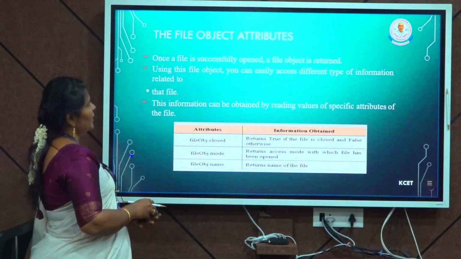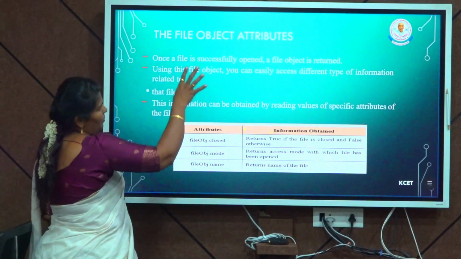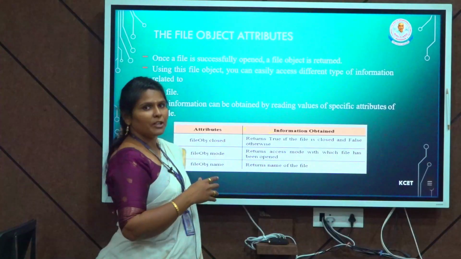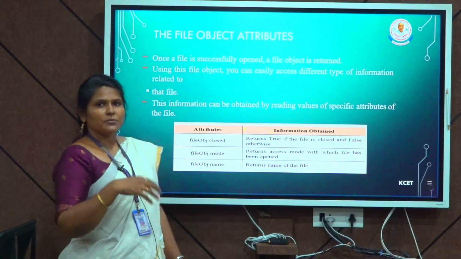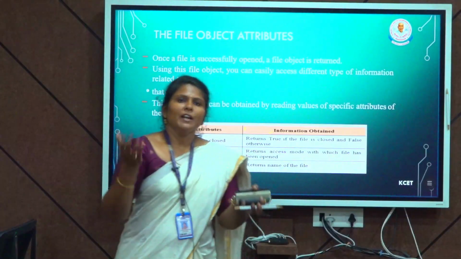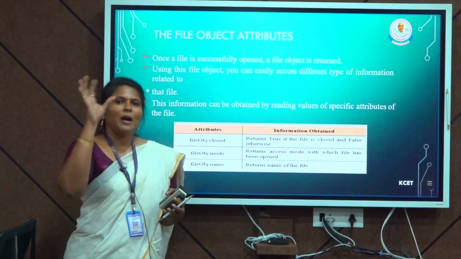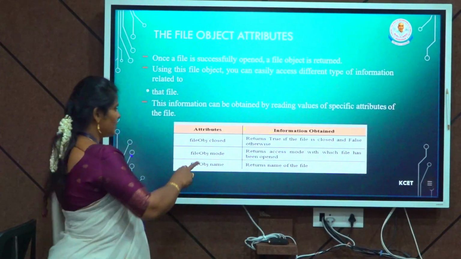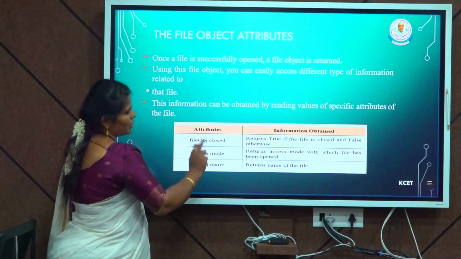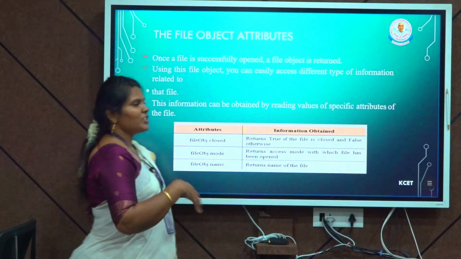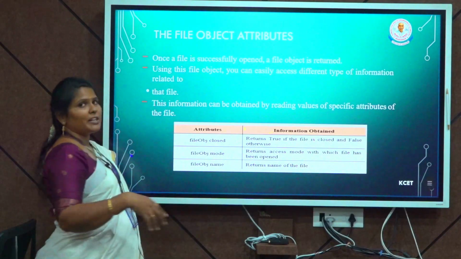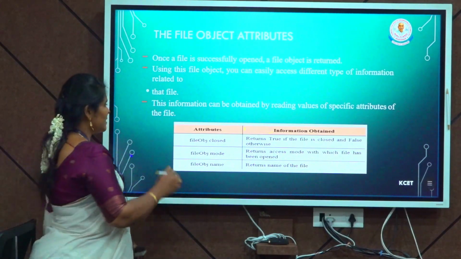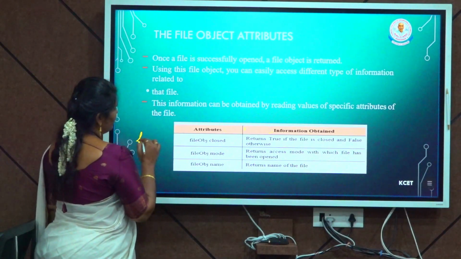So the next one is the file object attributes. What are the attributes the file object we have created has? The first one is closed. Once you open the file, at the end of the program you have to check whether you have properly closed the file or not. For that you use the attribute closed. Then mode denotes in which access mode the particular file is opened. Then dot name returns the name of the file. That is, in the previous slide I created the file object.